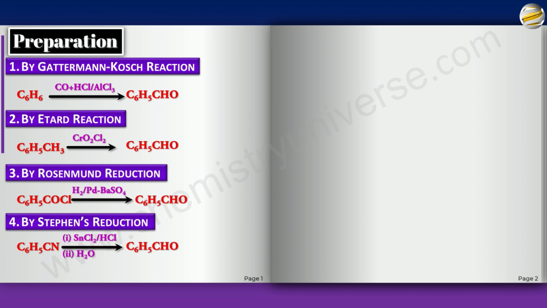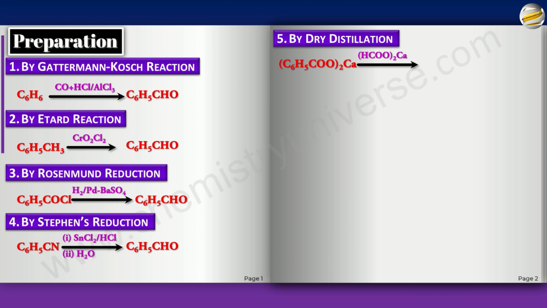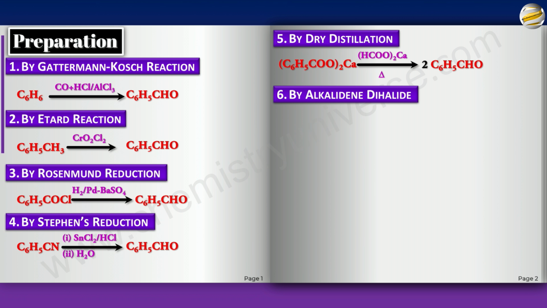We have done the Stephen's reduction where we started with a cyanide and SnCl2, HCl, and then hydrolysis, and you got benzaldehyde. Then remember we did dry distillation with the calcium salt of formic acid. You take calcium salt of benzoic acid, react it with calcium salt of formic acid, dry distillation, heat, and you will get benzaldehyde. Now, this is something which, of course, you may not have done, but it's pretty simple: by alkylidene dihalide. In fact, we've done this, if I remember, in the preparation.